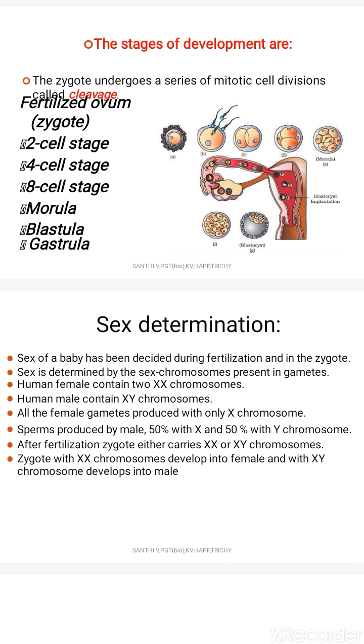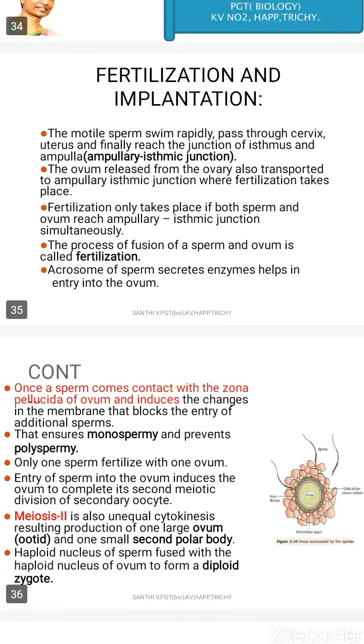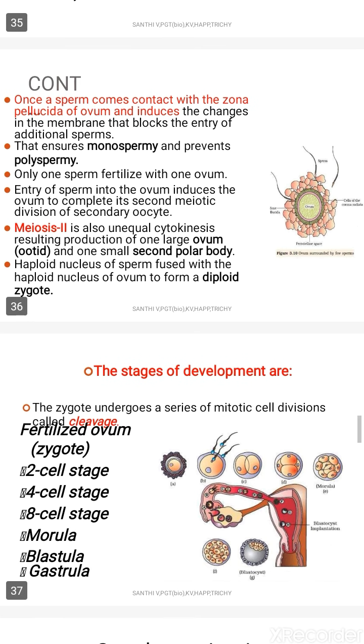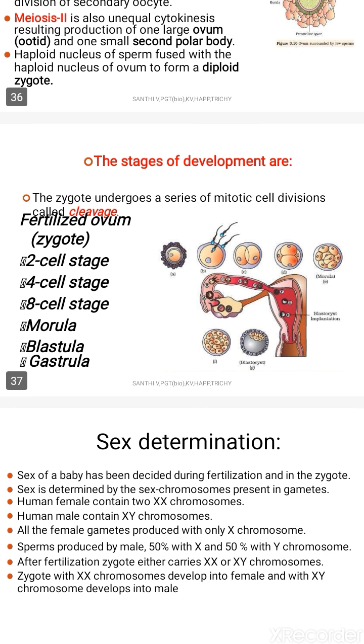Okay children, so we are completing up to this. Tomorrow we will continue in the next class. Normally it is asked in 2 and 3 mark questions: where does fertilization occur, what is meant by monospermy, and the different stages in the development. It can be asked in 2 mark questions.